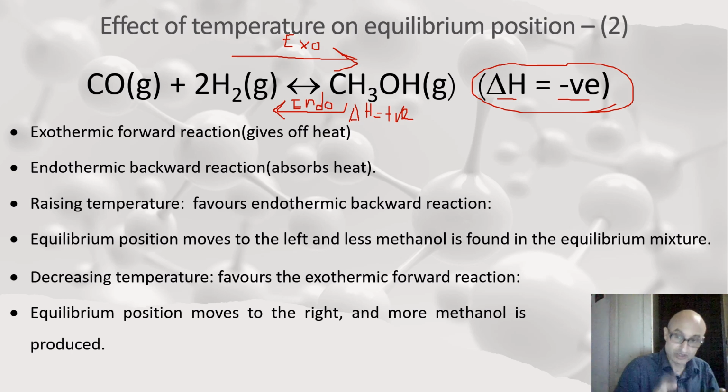So if I want to promote the forward reaction and produce more methanol as the gas, what I must do is try to use a lower temperature. If I lower the temperature, the system tries to oppose me. How can it oppose me? By releasing more heat. How can it release more heat? By promoting the forward exothermic reaction, which replaces that heat. So, the equilibrium position in that case is shifted over to the right.